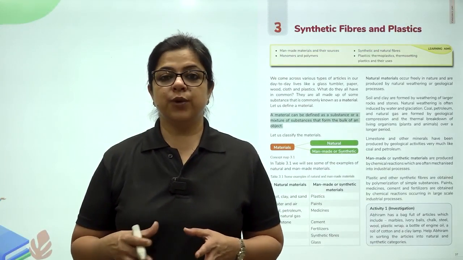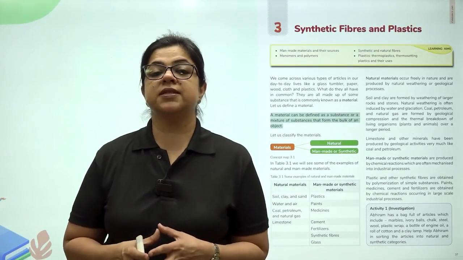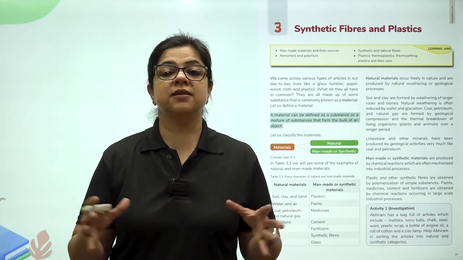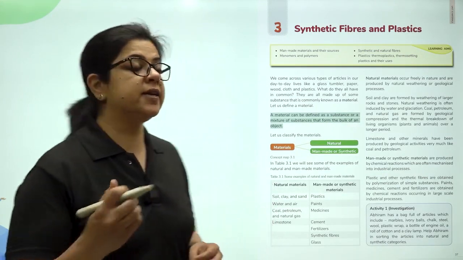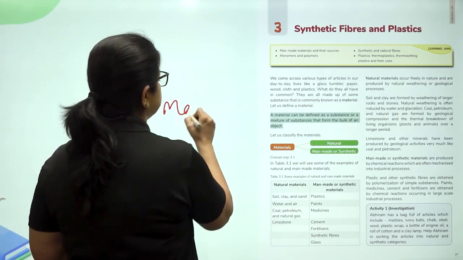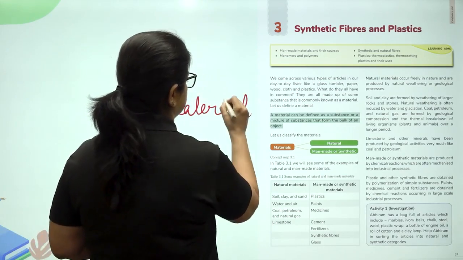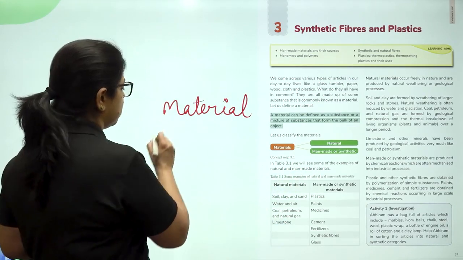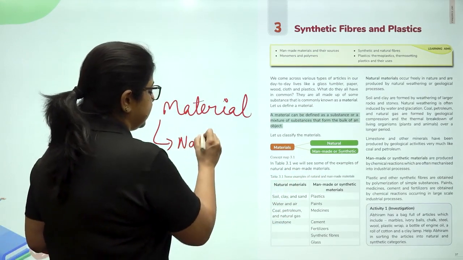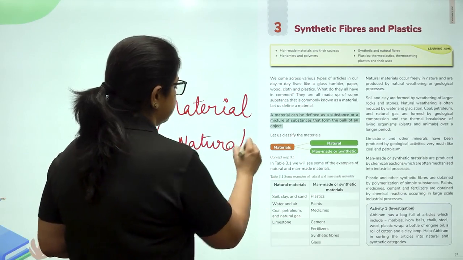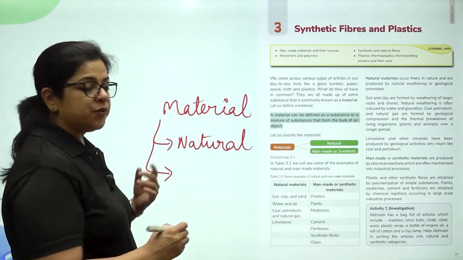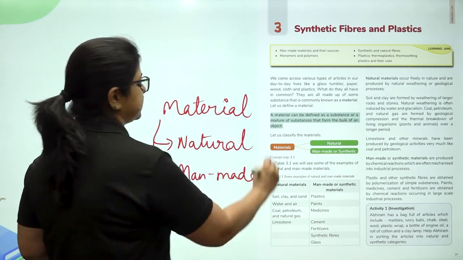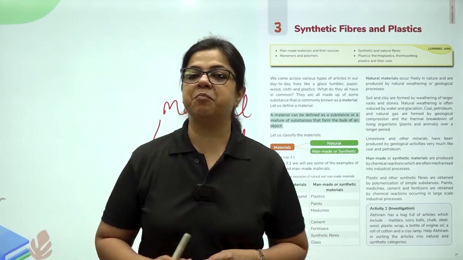Children, today we are going to learn about some of the substances that are present all around us. So anything that is present around us that we use is known as a material. Now some of these materials are natural, as we all know. For example, clay, soil, all these are natural. Some of these are man-made. What are man-made? For example, plastic is man-made.